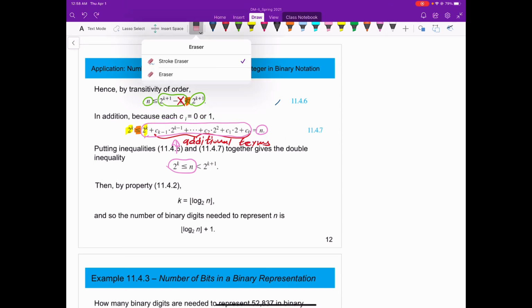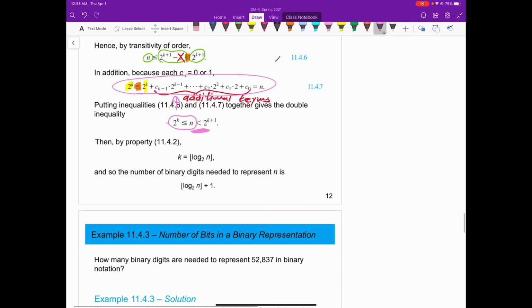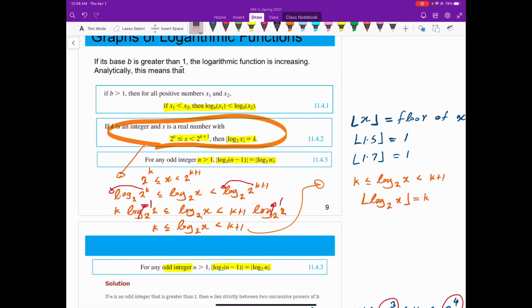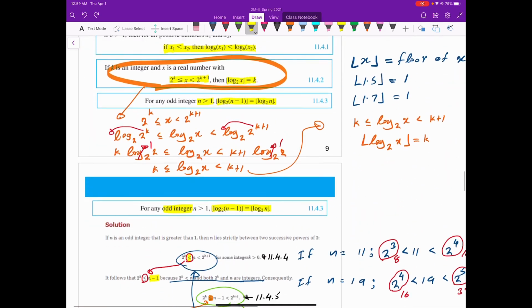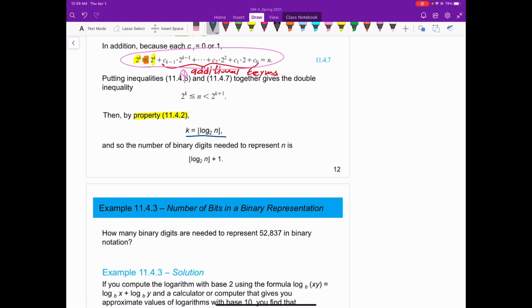All right, let me make this a little bit bigger. All right, now just consider this inequality. This inequality is similar to property 11.4.2. I just go back to that property right here. Now we are going to use that property again over there. Once you use this property, you could write k equals floor function of log n to the base 2. All right. Okay, this is k actually.